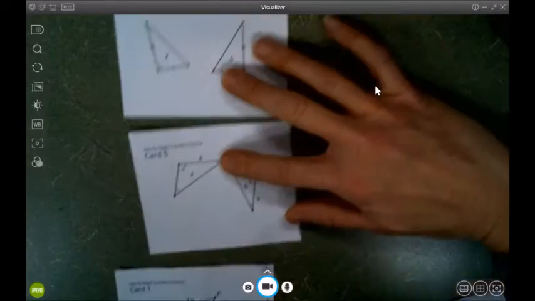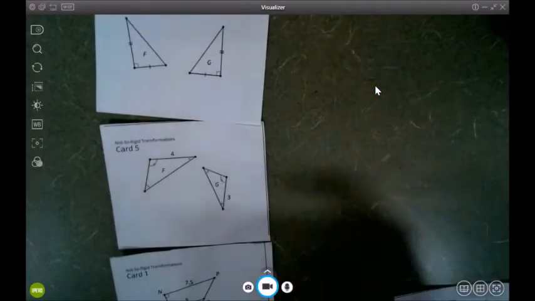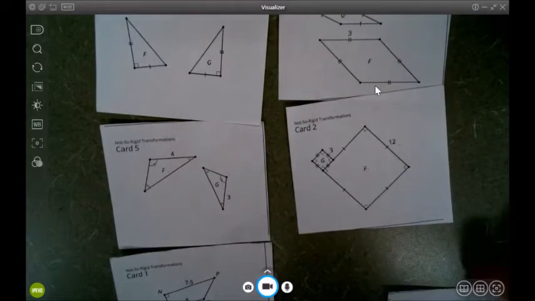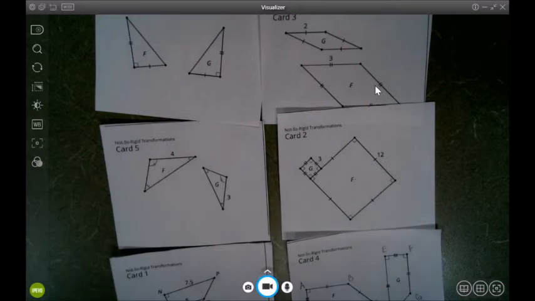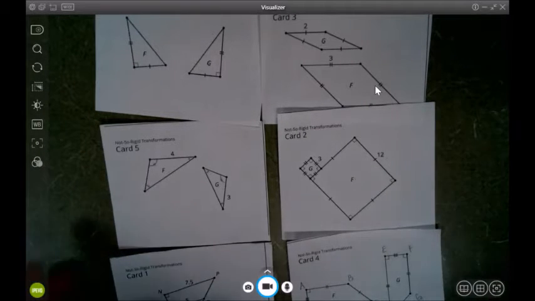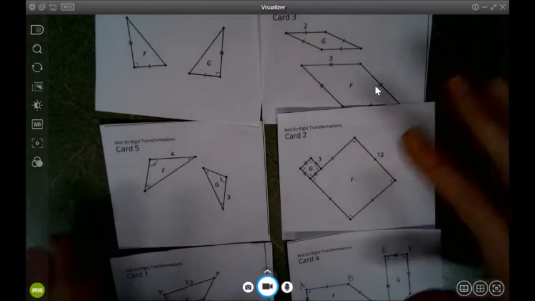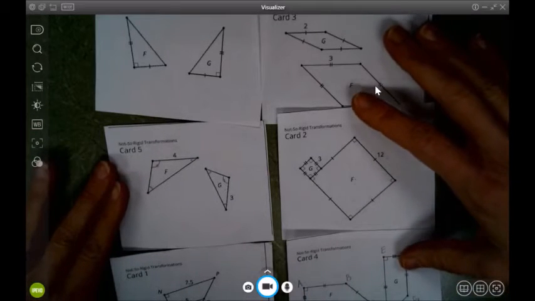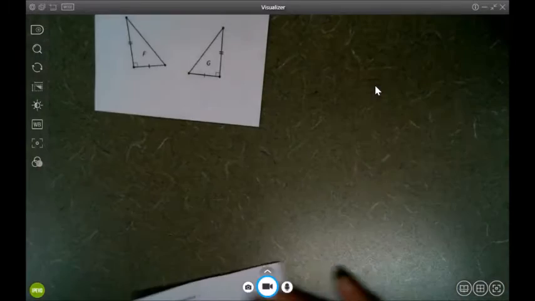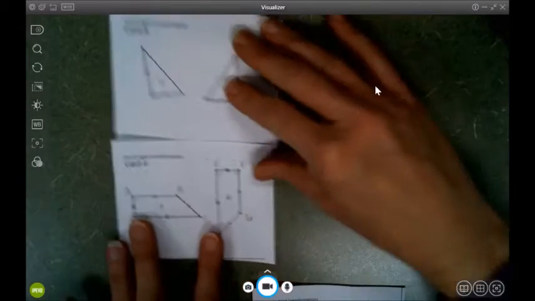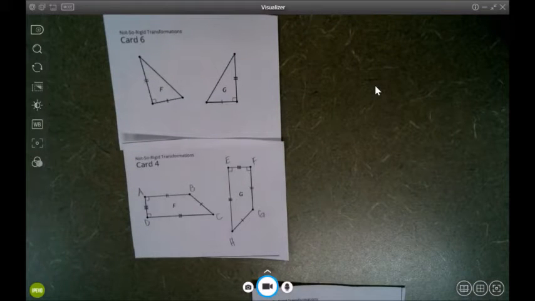Okay, so 1, 5, and 6 would have been triangles, and then 3, 2, and 4 would have been quadrilaterals. Okay, also, when I walked around, somebody said they did dilations versus not dilations. So that would have been, which cards were not dilations? 4 and 6. So 4 and 6 are not dilations because they are what?